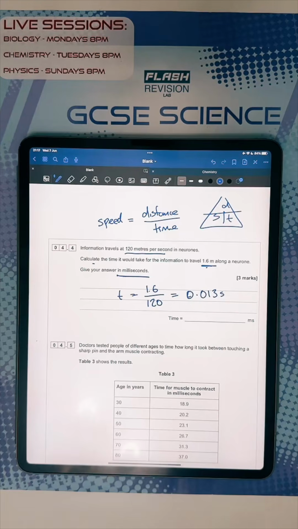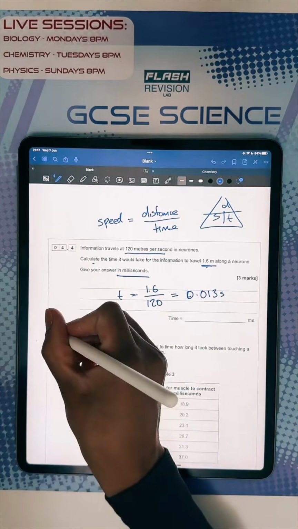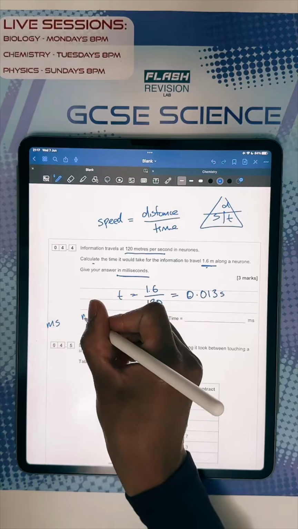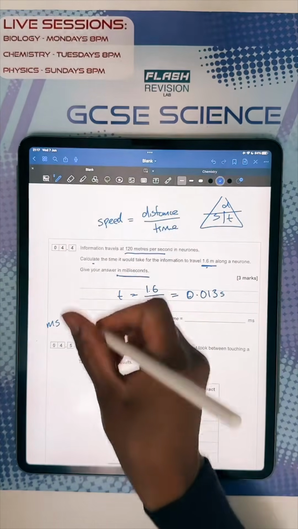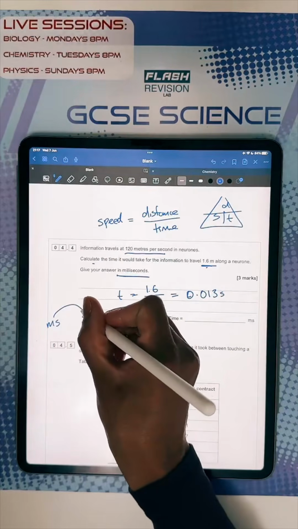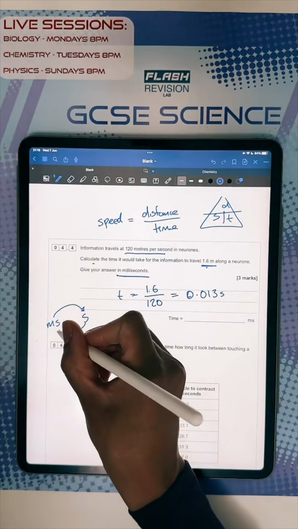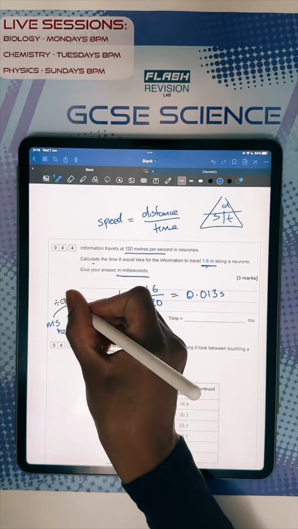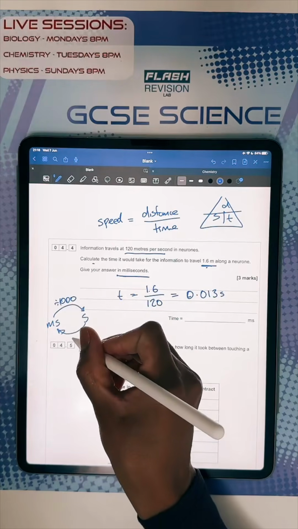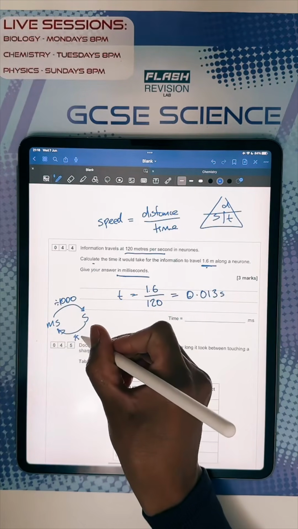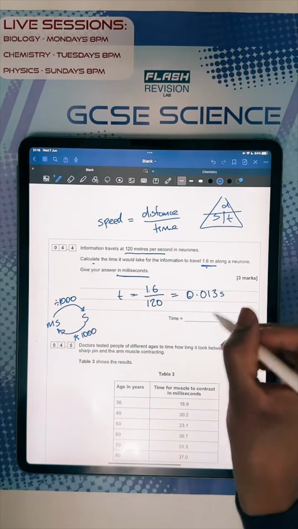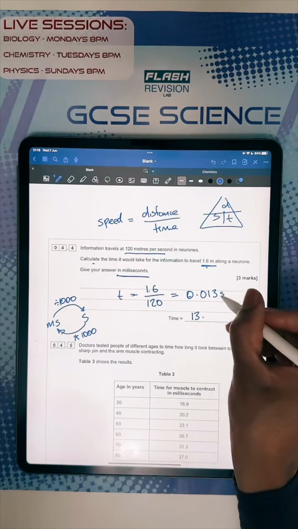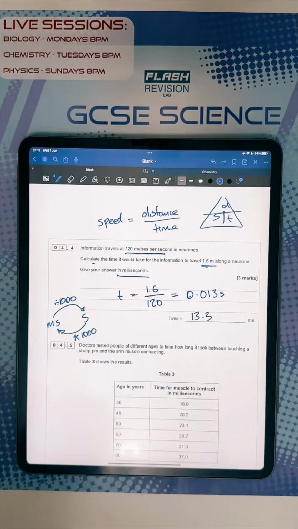You will times by 1,000. Yes. So milli anything. So even if it's like millimeters to meters, you divide by 1,000. And if you're going the other way, you do times by 1,000. So you times that by 1,000, 1, 2, 3, that's going to give you 13. I think this was 0.3, so it's 13.3 milliseconds.